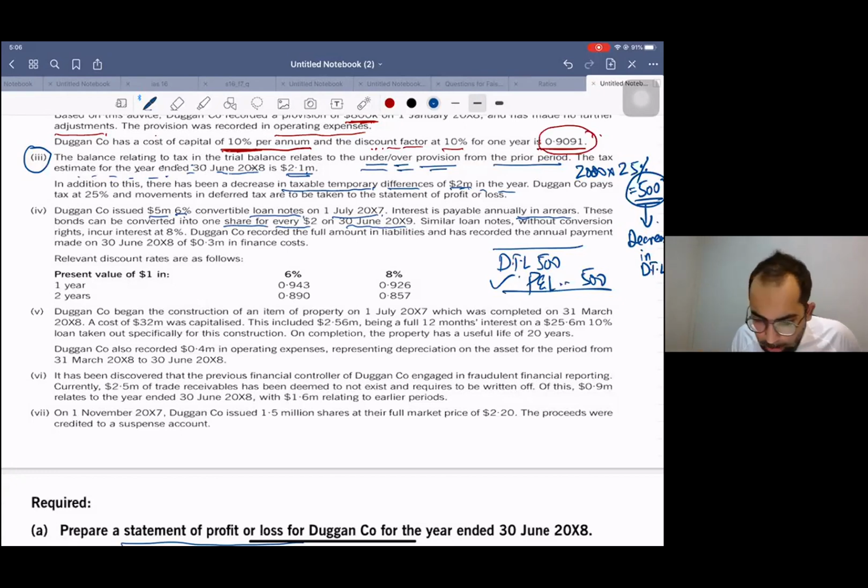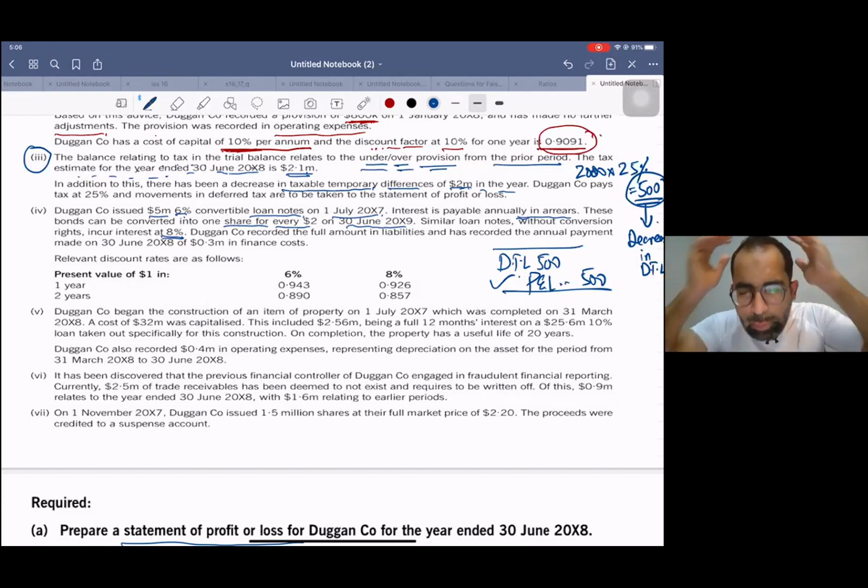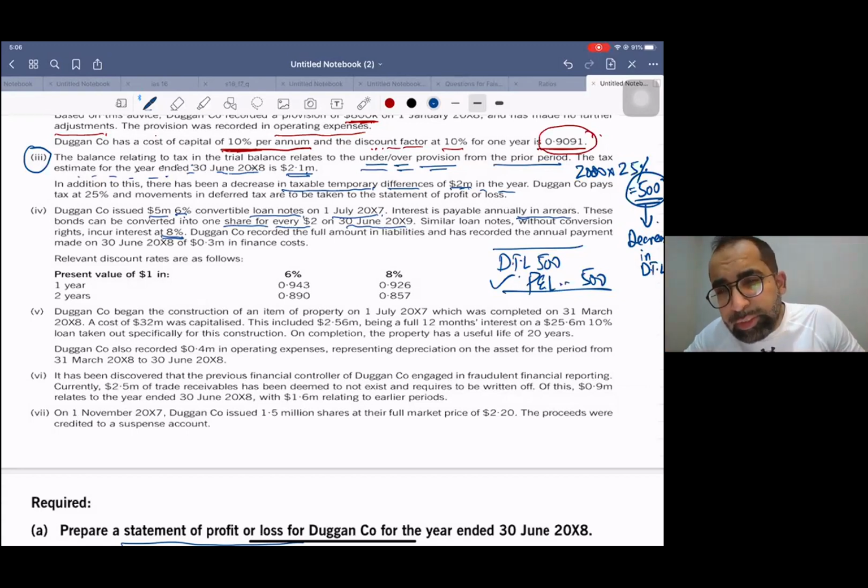Similar loan notes without conversion rights incur interest at 8%. See, this is the market. 8% is the market interest rate, very relevant. Why? We have got the loan for 6%, but in the market, the interest rate without these conversion terms is 8%. So definitely the difference of 2% is because of the conversion terms, because of that equity option.